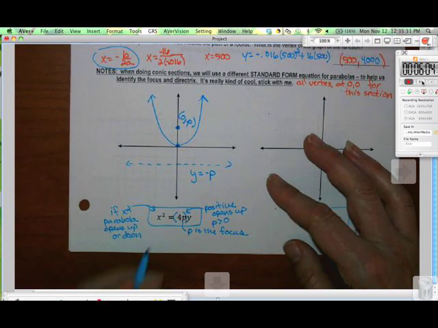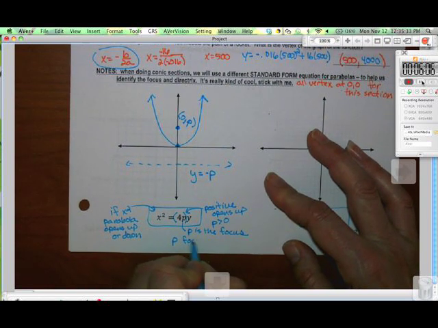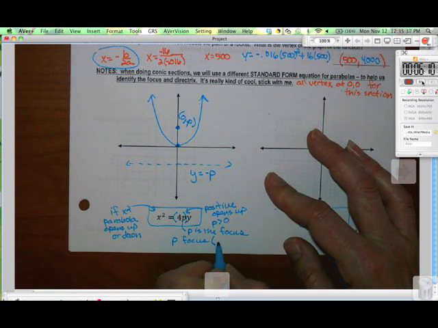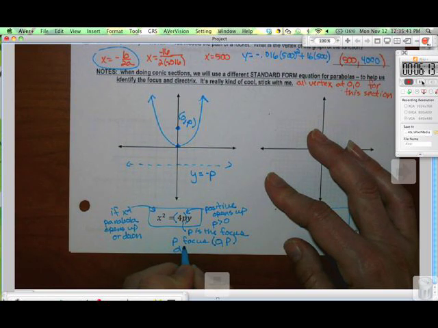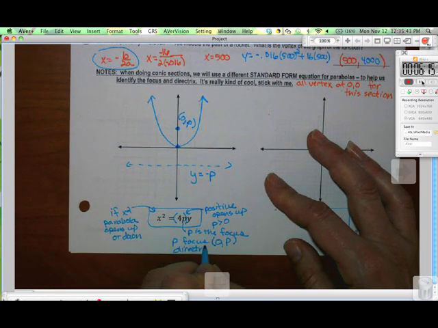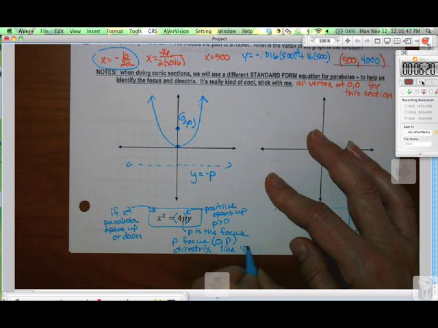So the focus is a point (0, p). And the directrix is a line, and it's going to be y equals negative p.